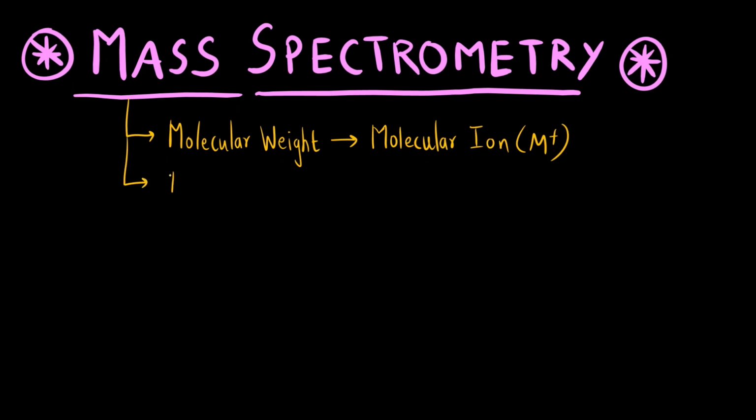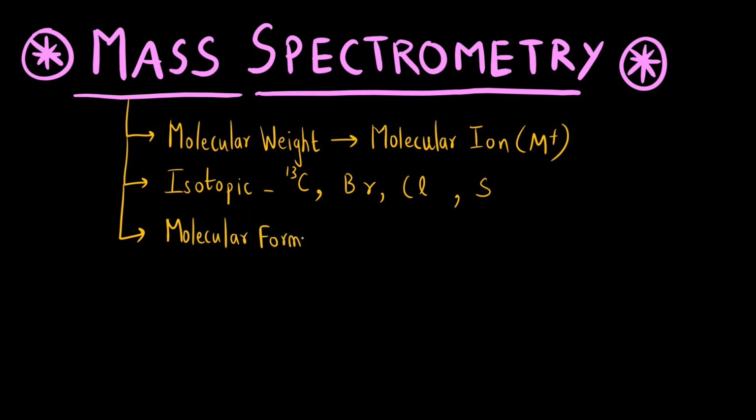Then we can come to know whether any isotopic peaks are present or not, for example carbon-13, and similarly we can determine this for bromine and chlorine. We can also come to know if any heteroatom like sulfur is present or not. Then what else can we come to know? We can come to know the molecular formula.